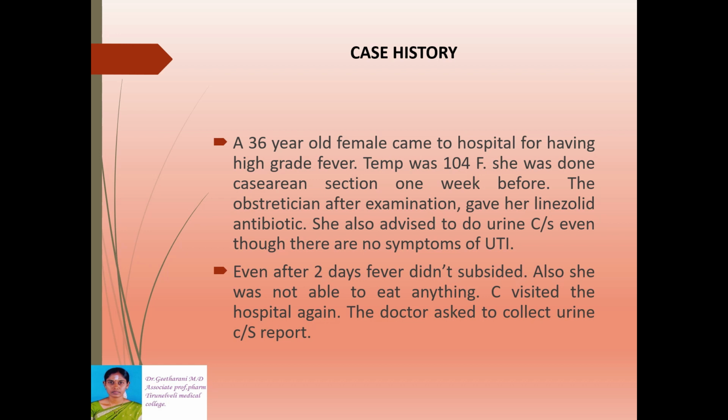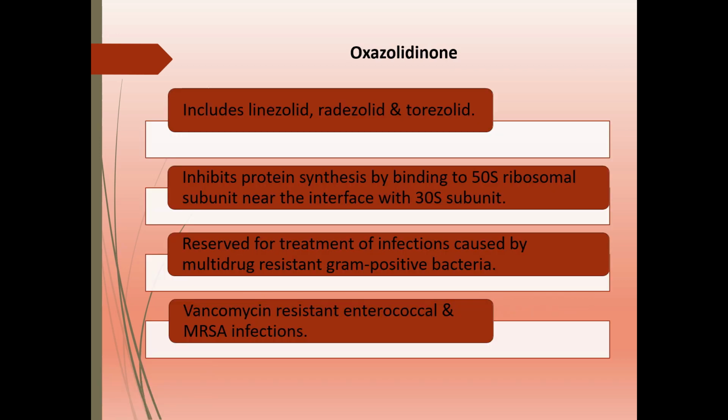The organism found was E. coli. So why didn't linezolid act on that? What is the reason behind that? So what is linezolid? It is an oxazolidinone. How does it act? It inhibits protein synthesis by binding to the 50S ribosomal unit, and it is given for multi-drug resistant gram-positive bacteria.